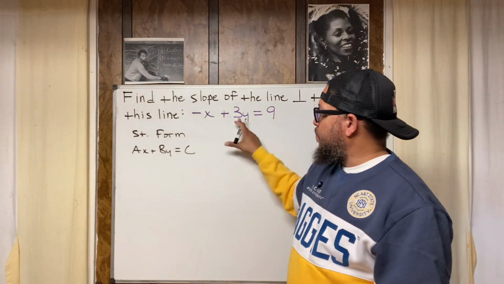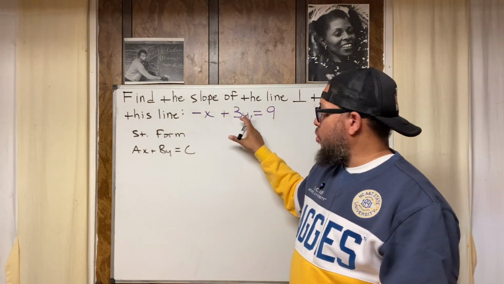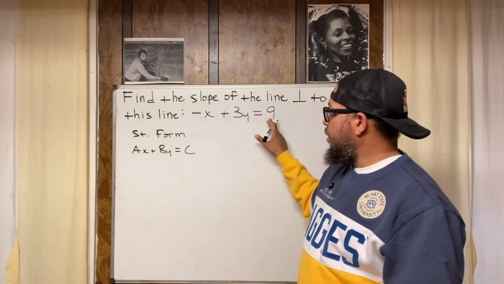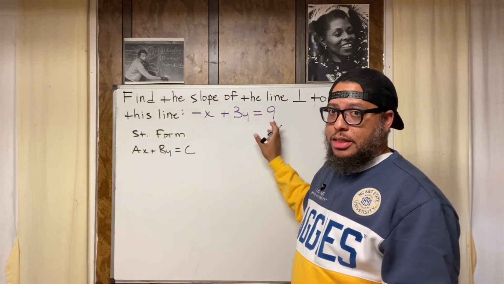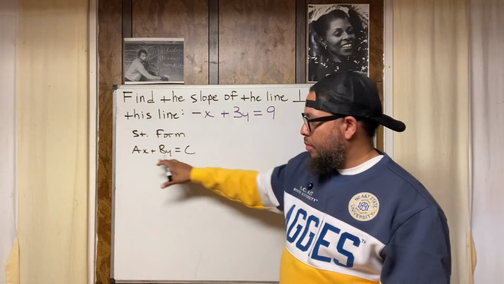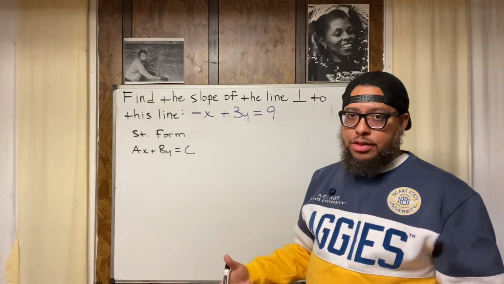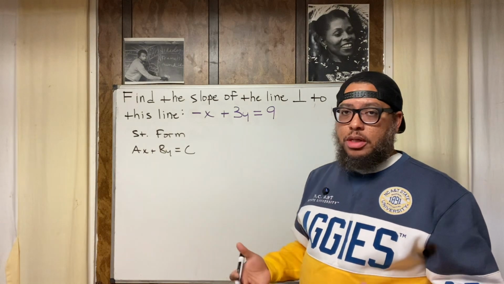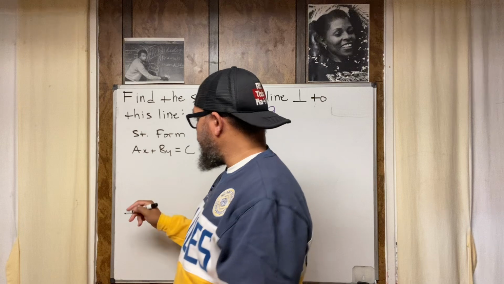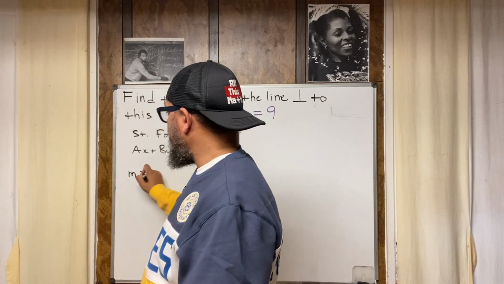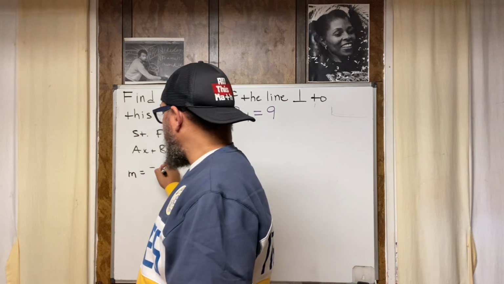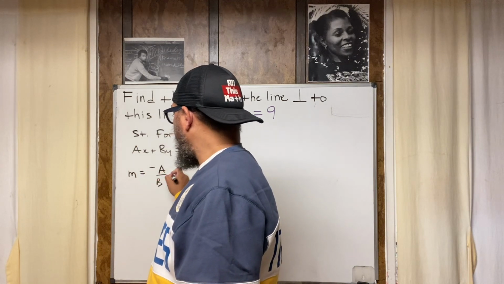So a is -1. What's b? B is +3. 3 is the coefficient of y. Whatever the coefficient of y is, that's b. What's c? C is 9. C is the constant on the other side of the equal sign. Because this equation is set up in standard form, we use the slope formula for standard form. What does that formula look like? M is the letter that we use to represent slope, is equal to -a over b.